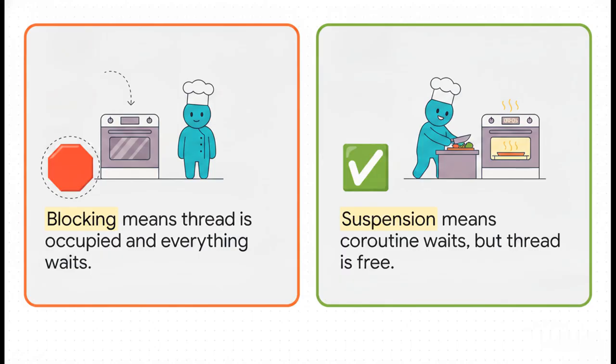No other orders get made. The whole kitchen freezes. That is blocking. That is exactly what thread.sleep does. It's what happens when you call a network API on the main thread and your app completely freezes waiting for a response. Now, look at option 2.